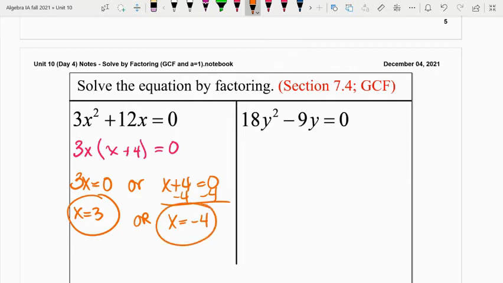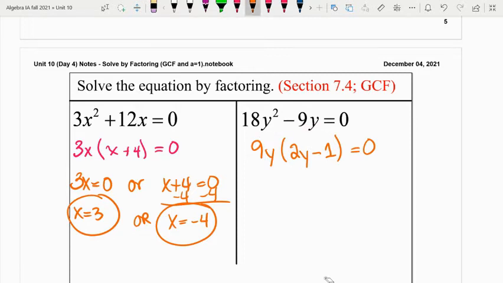Looking at the next one, it has a greatest common factor. Both of those divide by 9, and both of them have a y. So factor out a 9y. When I factor a 9y out of the first term, I'm left with 2y. Factor a 9y out of a negative 9y, you have minus 1 equals 0. If I multiply this back out, I would get an 18y squared minus a 9y.